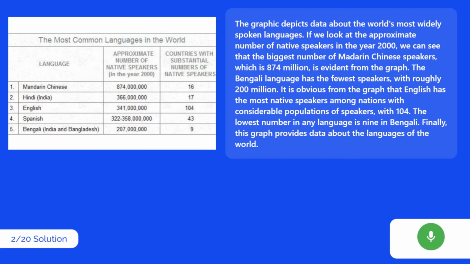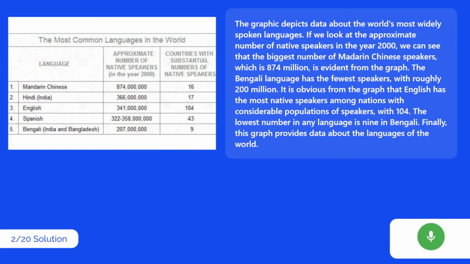The graphic depicts data about the world's most widely spoken languages. If we look at the approximate number of native speakers in the year 2000, we can see that the biggest number of Mandarin Chinese speakers, which is 874 million, is evident from the graph. The Bengali language has the fewest speakers, with roughly 200 million.